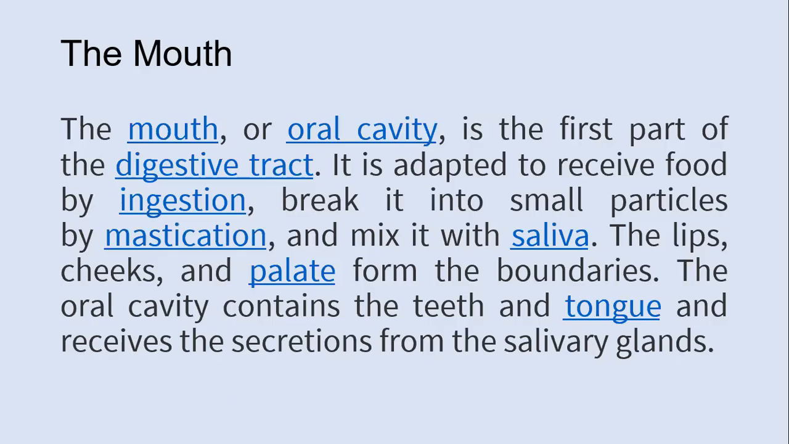Let's start with the mouth. The mouth or oral cavity is the first part of the digestive tract. It is adapted to receive food by ingestion. It breaks food into small particles by mastication and mixes it with saliva. The lips, cheeks, and palate form the boundaries. The oral cavity contains the teeth and the tongue and receives secretions from the salivary glands. So in the mouth is where the first part of digestion occurs, where the food that you eat, when you chew it with your teeth and it's mixed with the saliva, is broken into smaller particles.